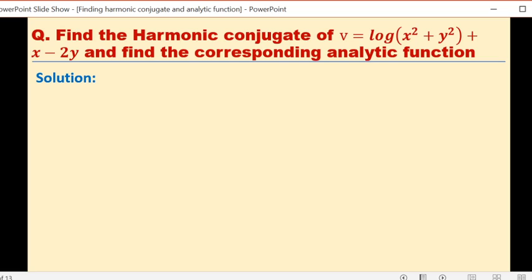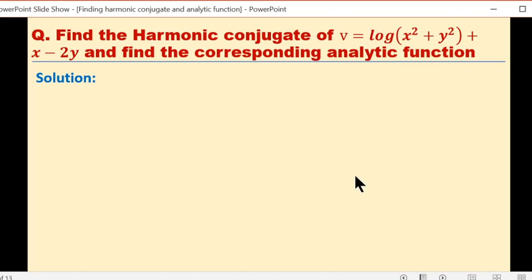Find the harmonic conjugate of v equal to log of x square plus y square plus x minus 2y and find the corresponding analytic function. Okay, so here we have to find two things. We have to find the harmonic conjugate and the analytic function.